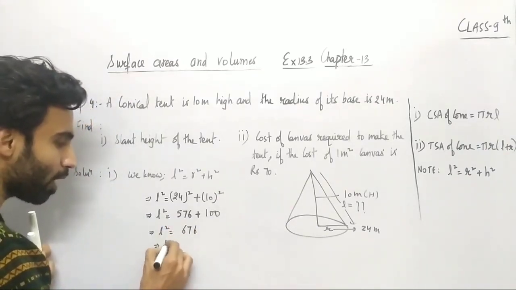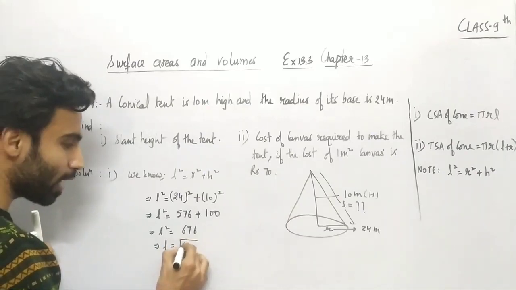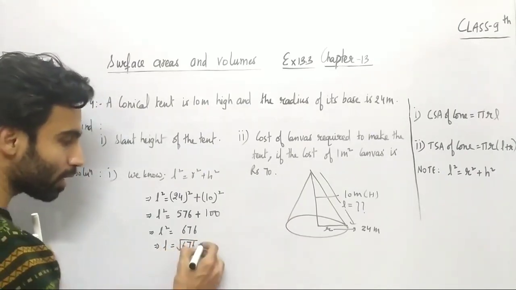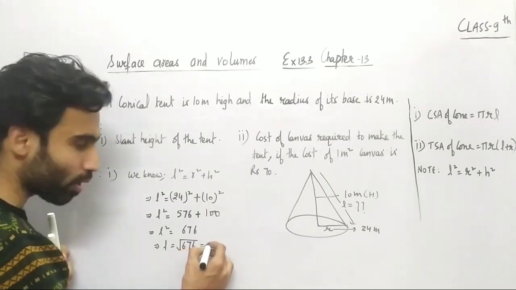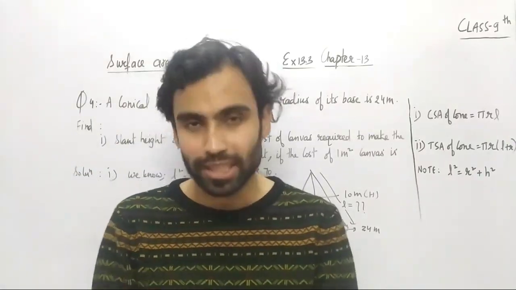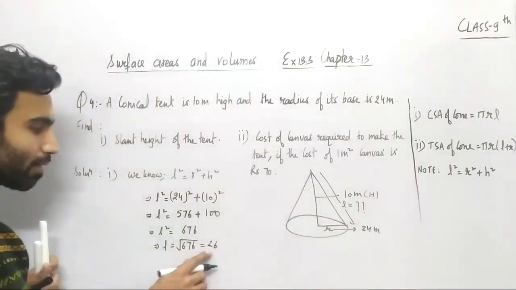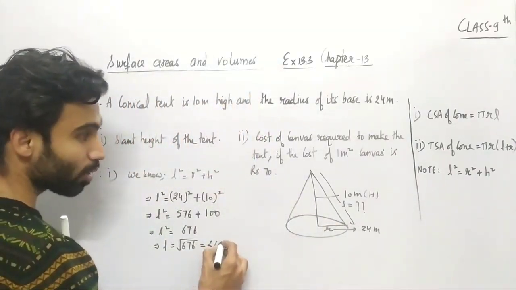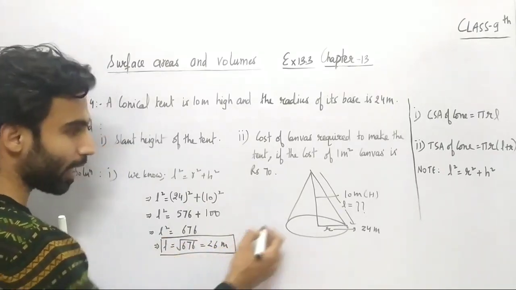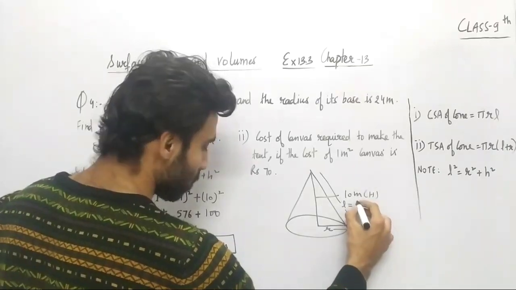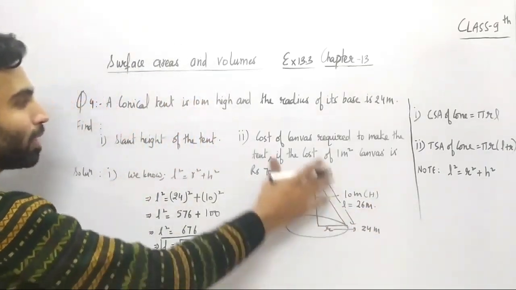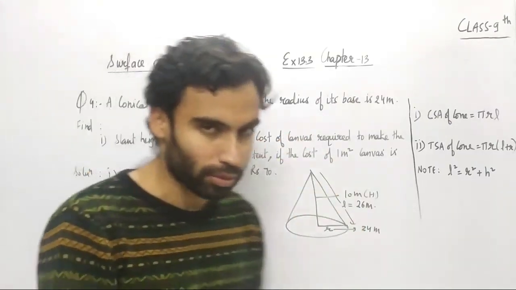Now in the next step, what will I do? I will remove this square, so on the right hand side what will happen? Square root. So 676. Now let me tell you, the square root of 676 is 26, because 26 into 26 is 676. So the square root of 676 is 26. So that will be the slant height of this conical tent, right? This is what we had to find out in the first part, and this is 26 meters, right? Now let me move on to the second part of this question.